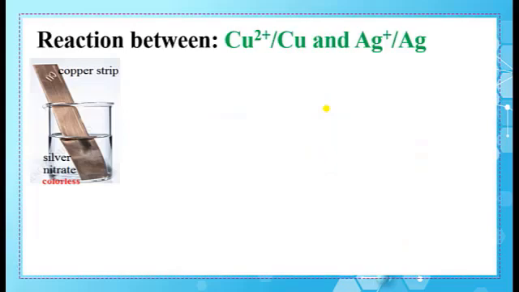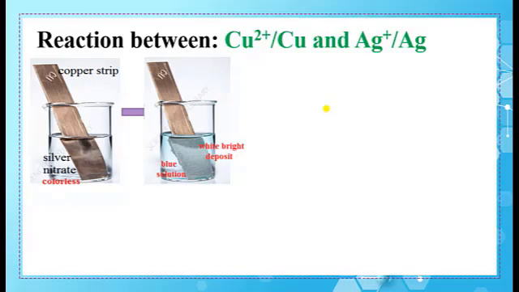Now, let's talk about the reaction between the two redox couples Cu2+/Cu and Ag+/Ag. If we dip a copper strip in a silver nitrate solution, what happens? We can see that a white bright deposit is formed on the copper strip, while the solution, which was colorless, turns blue. We can say that a redox reaction took place.